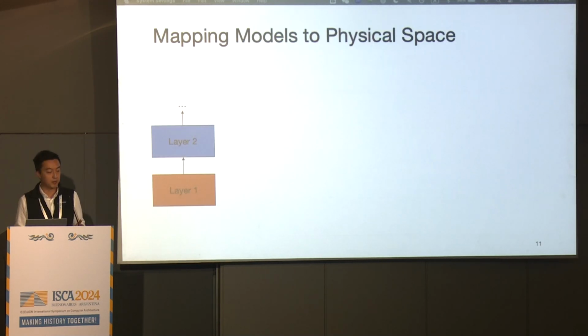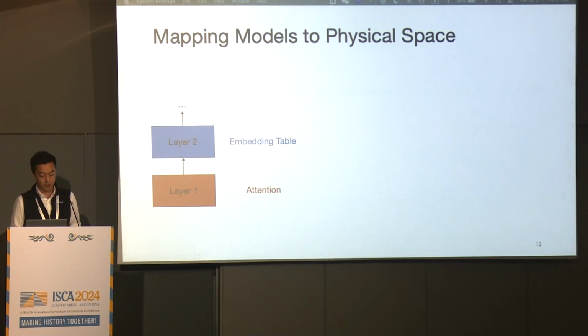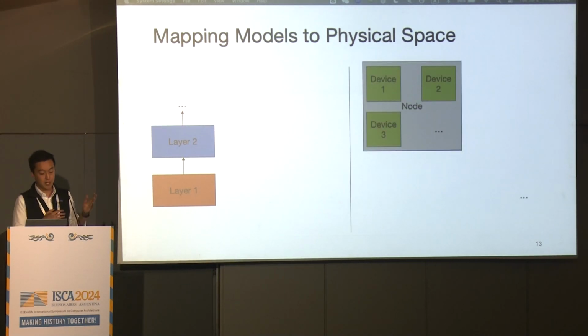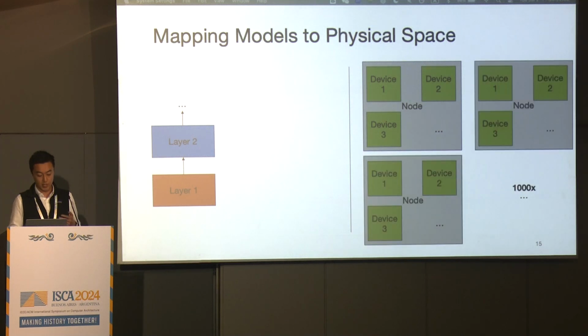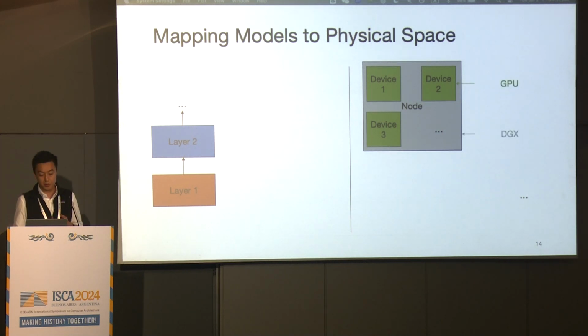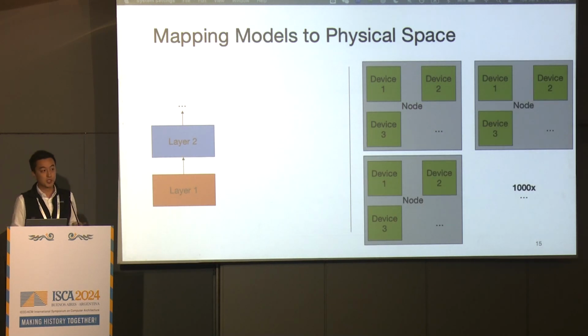One way to think about the model side of this equation is as a sequence of layers, where the layers themselves can be quite different in nature. You can think of attention layers, embedding layers, and so forth. And from the physical space side, you can think of devices and nodes, where nodes are composed of devices. We usually think of devices as GPUs and nodes as DGX boxes and so forth. In production, the reason this is challenging is that the nodes can be on the order of hundreds, or as we're seeing now, also in the scale of thousands.